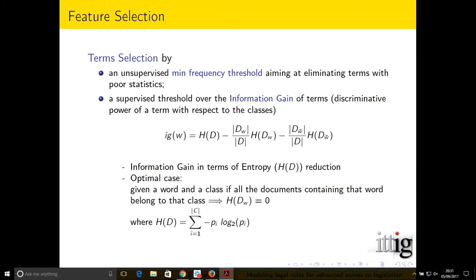So basically, if all the documents belong to a specific class, and they contain those terms, and only those documents contain those terms, it means that these terms are very much discriminative for that class. And so I want to keep them, okay?